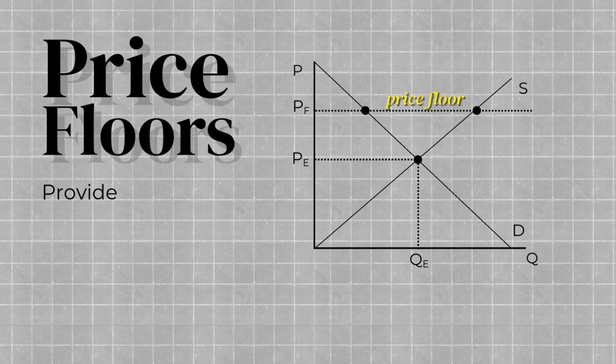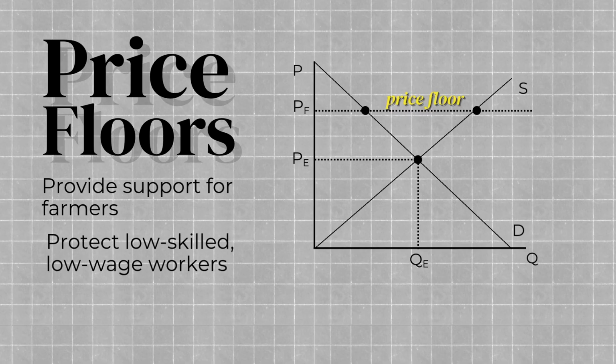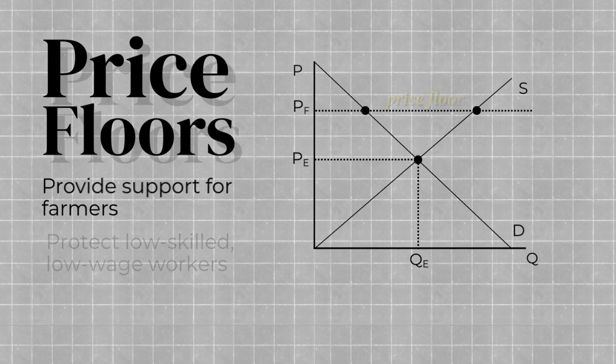They either want to provide support for farmers, or they want to protect low-skilled, low-wage workers by setting a minimum wage that would be above the market equilibrium level. If you notice, the first of these takes place in the product market and the second in the resource market. Although the outcome is the same, the effect on stakeholders will be different, so we'll talk about them separately, starting with supporting farmers with a price floor.